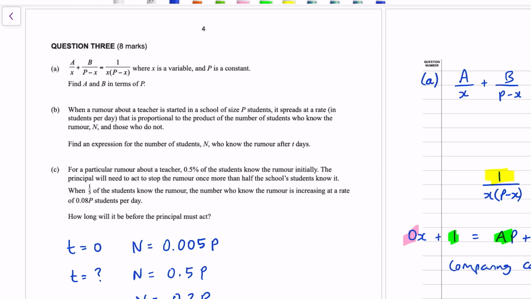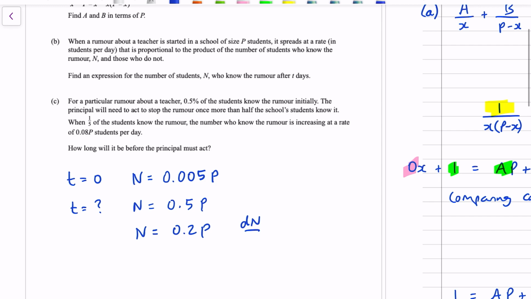So we don't know the t value for that either, but we know that when n is 0.2p, dn/dt is equal to 0.08 times p. So that should be enough information to find the constants in the question, because we had an a value and a k value, and we've got two pieces of information. And then once we've found those, we can solve for t to find out when the principal must act.